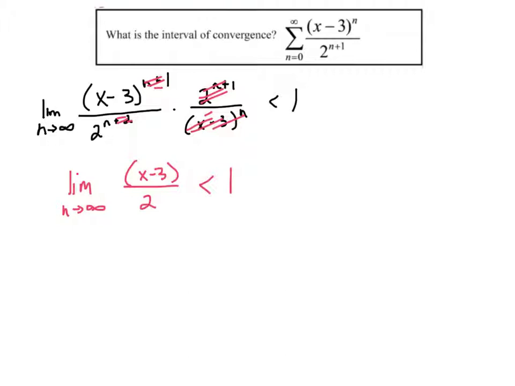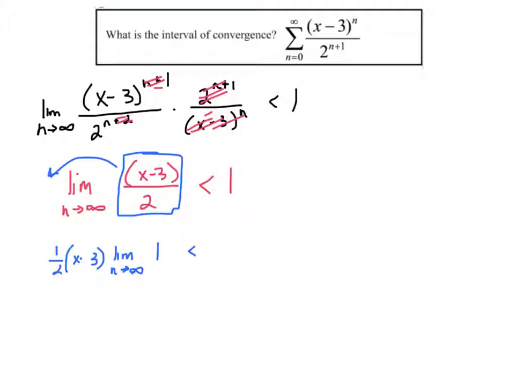So again, I can yank out front all of the stuff that doesn't have an n. I'm going to write it as 1/2 instead of divided by 2. Since there was nothing left in there, I'm just going to write it as a 1. This whole thing is just 1. The limit as n approaches infinity of 1 is 1. So I end up with 1/2 times x minus 3, you want to think about it that way, be less than 1.